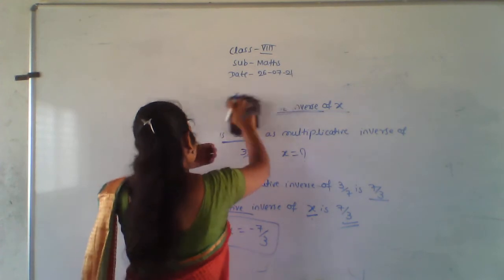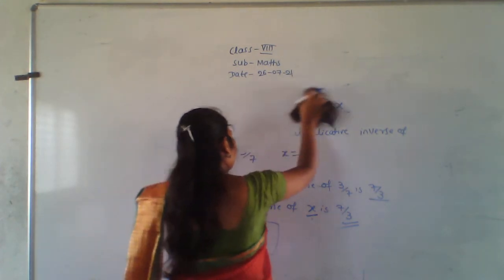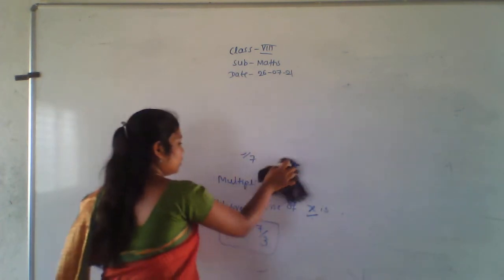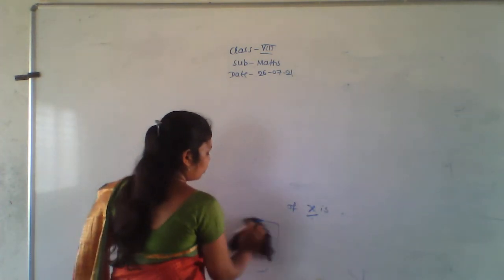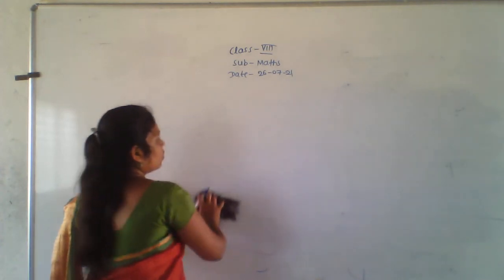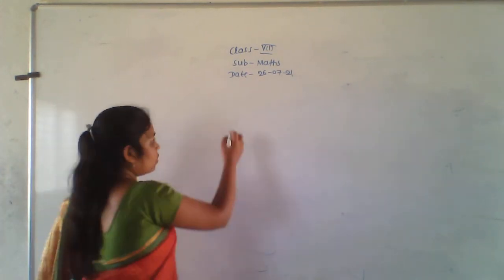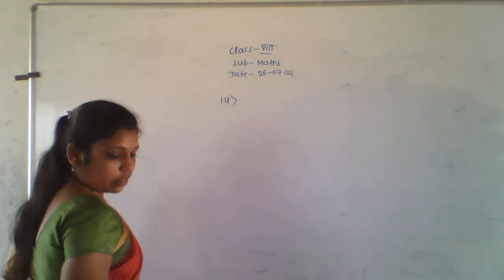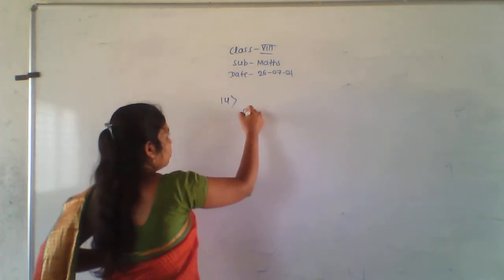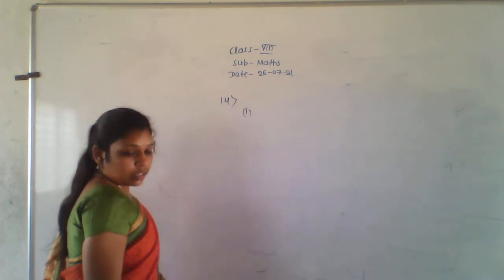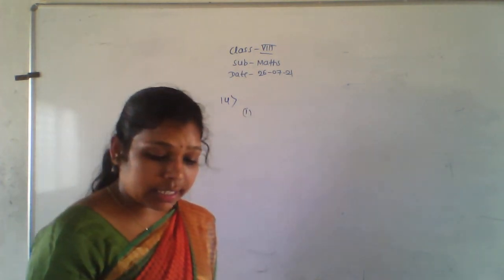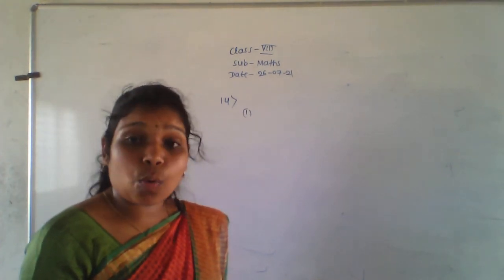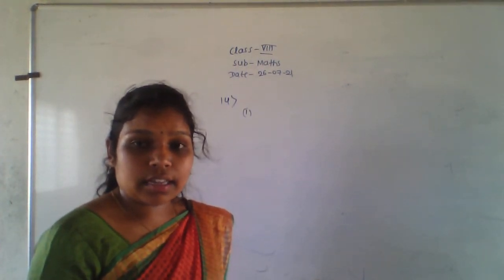Wait, I'll write it down. Okay. 14th main. Read the question properly, everyone. 14th main. First one. Which rational number is its own negative? Okay. So which has its own negative sign, they are asking here.